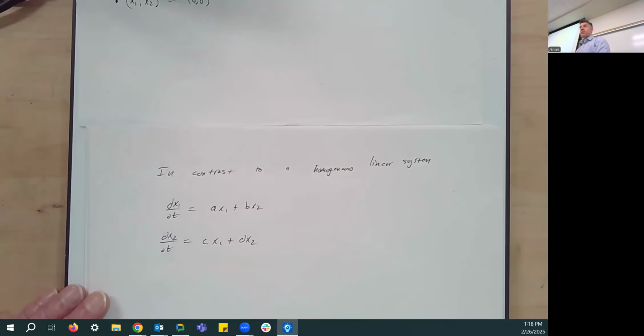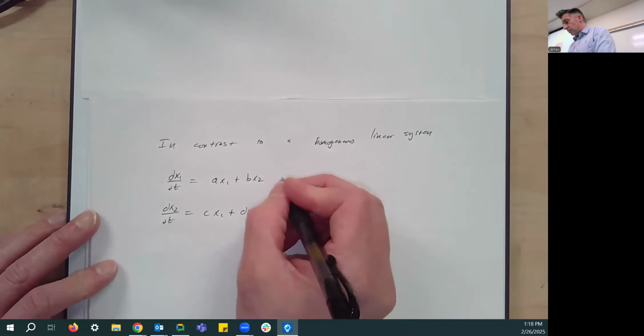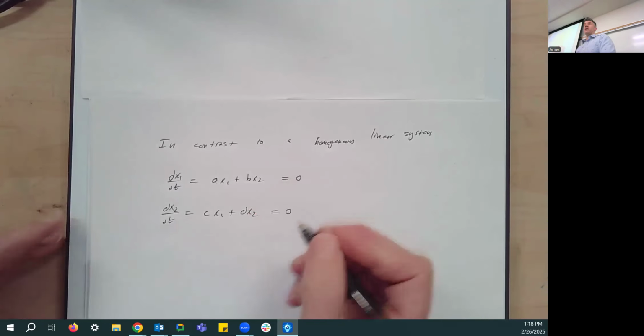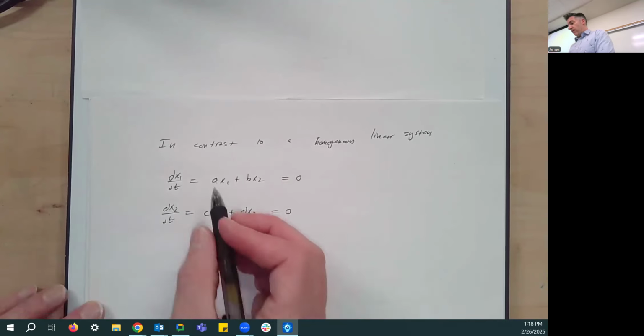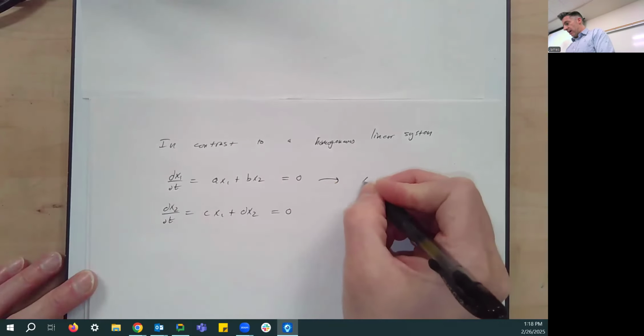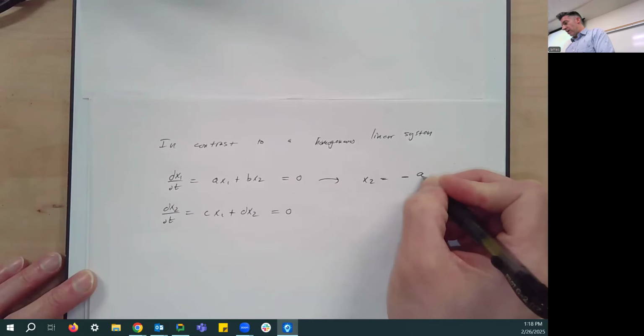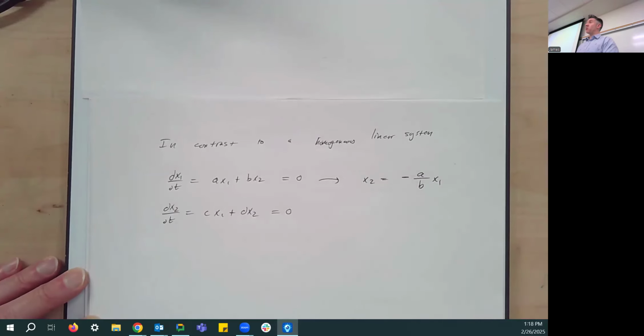If that's your system, what you really have when you're trying to find the equilibria is that you're setting each equation equal to 0, and then finding the solutions. Clearly 0, 0 is a solution. If x1 is 0 and x2 is 0, both of these equations are going to be 0. I will also point out that both these equations represent lines. If I isolate x2, I could write this as x2 equal to negative a over b times x1, or y equals negative a over b times x. That's a line that goes through the origin.